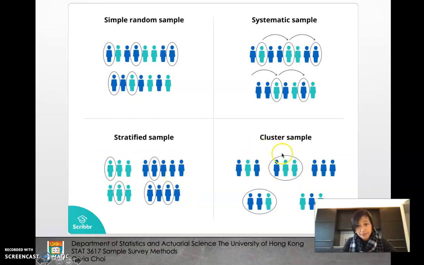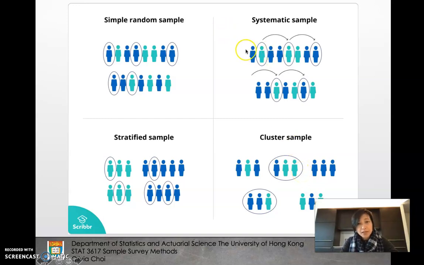Cluster sampling would be, again, in the population, we already have a good form of different clusters. So like 3 in a group, right? And then we randomly choose the group. So we call that a cluster of 3, cluster of 3, cluster of 3. We randomly choose the cluster, and then we interview each of them within the cluster.